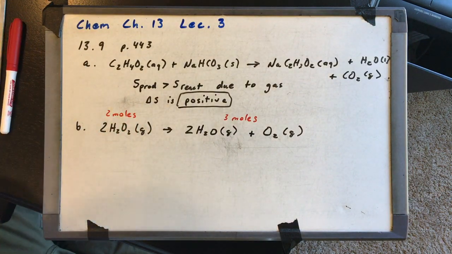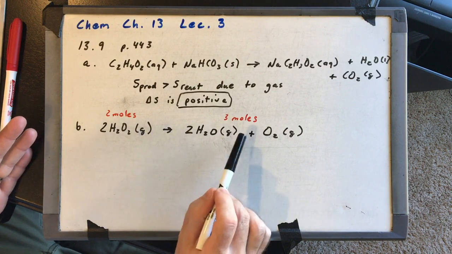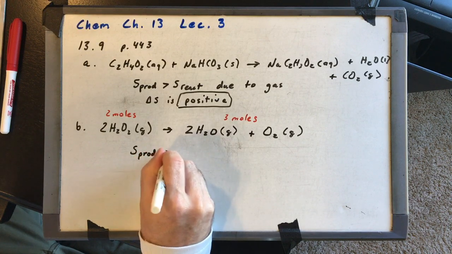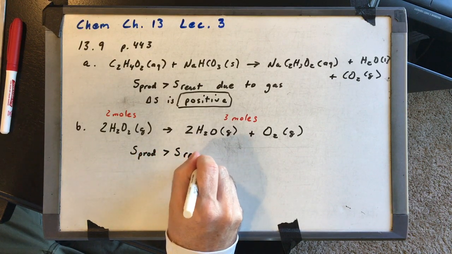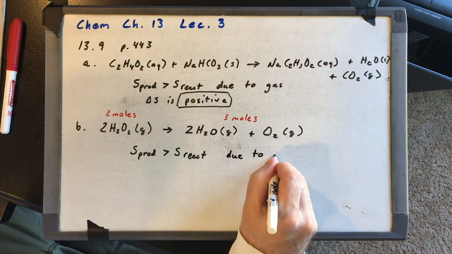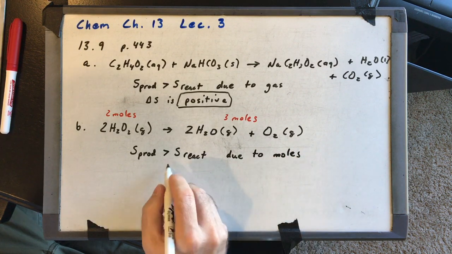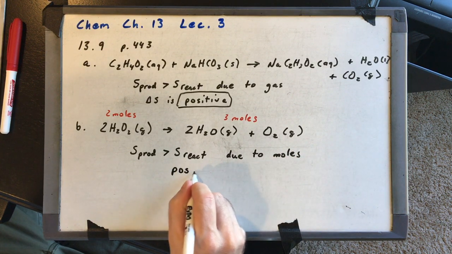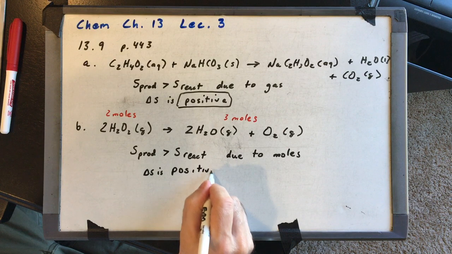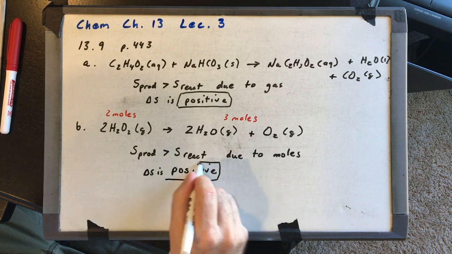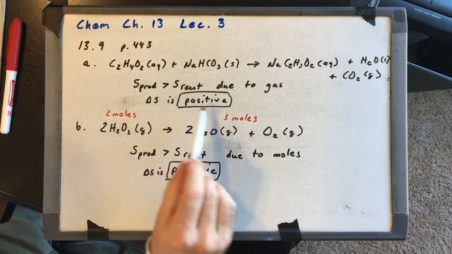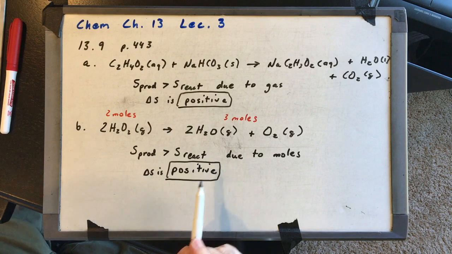So since entropy increases with the number of moles, the entropy of the product side is greater than the entropy of the reactant side due to moles. So that means the change in entropy, the delta S, is positive. Entropy is increasing with this reaction, getting more disordered. That's what positive entropy means, getting more disordered.